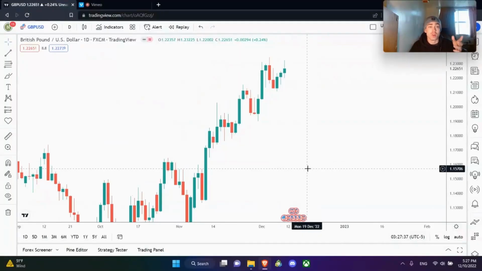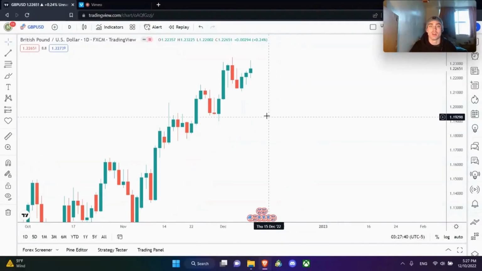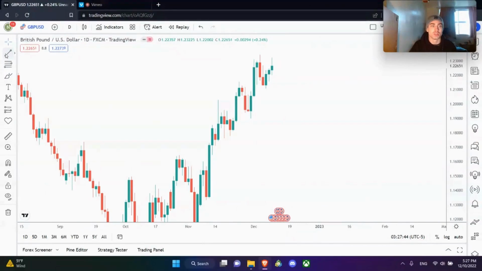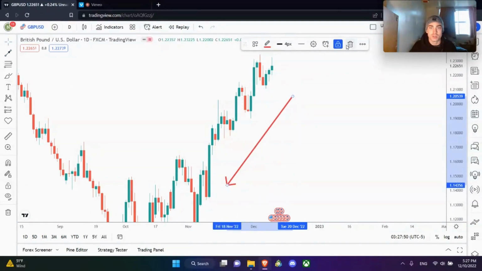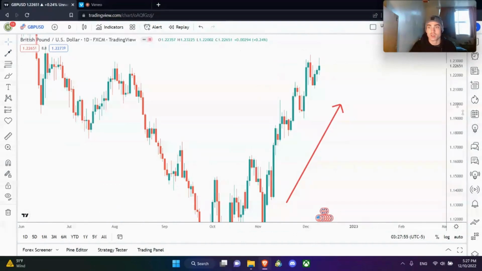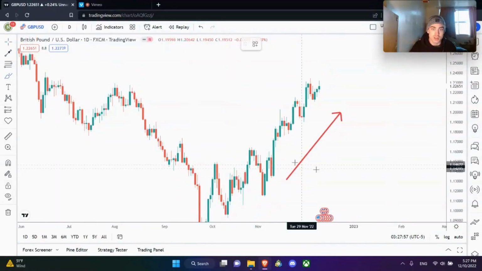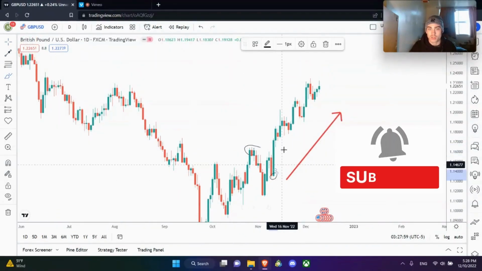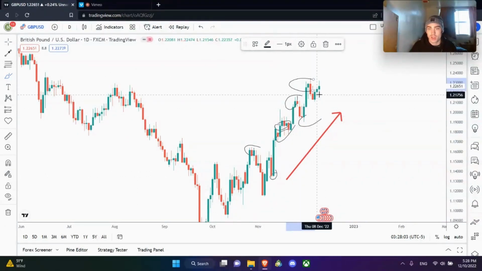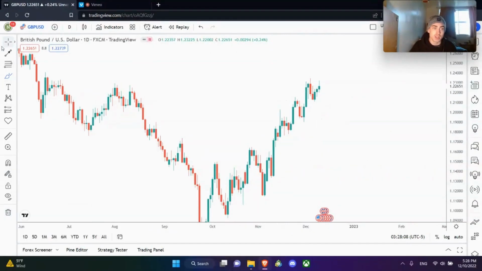Great Britain pound to the US dollar had a really nice trend continuation pattern during this bullish trend, right? So on the daily here, we can obviously see that we are in a bullish trend. We're making higher highs and higher lows here: higher high, higher low, higher high, higher low, higher high, and higher low, right? So it's very clear that we are in an uptrend.